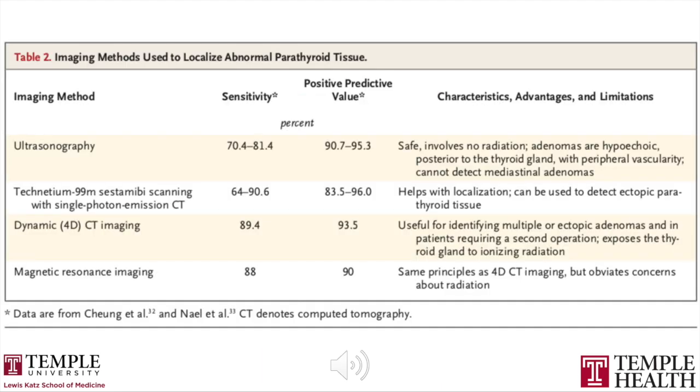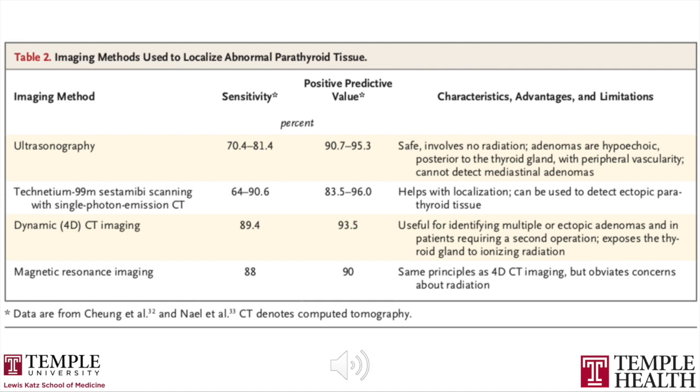And here is a table from a recent New England Journal of Medicine summary article on primary hyperparathyroidism, and it highlights 4 imaging modalities used. So ultrasound and sesame B with SPECT-CT. Their sensitivity and PPV values aren't quite what I quoted you earlier. I don't really think that's as relevant. It does a nice job of listing some of the highlights and the negatives of each imaging modality.